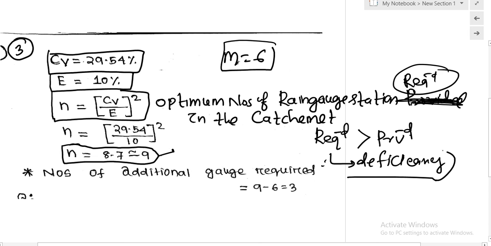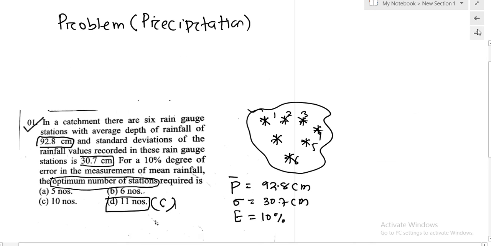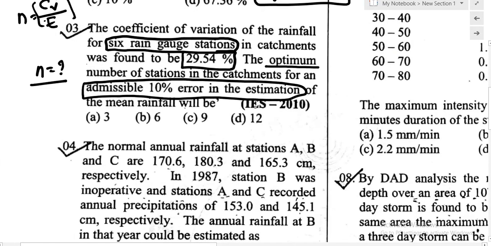In order to minimize the deficiency, we have to provide some additional rain gauges in the particular catchment. What is the additional number required? How much is required minus how much is provided. So 3 rain gauge stations are additionally required in the catchment. So the correct answer for this question will be 3.